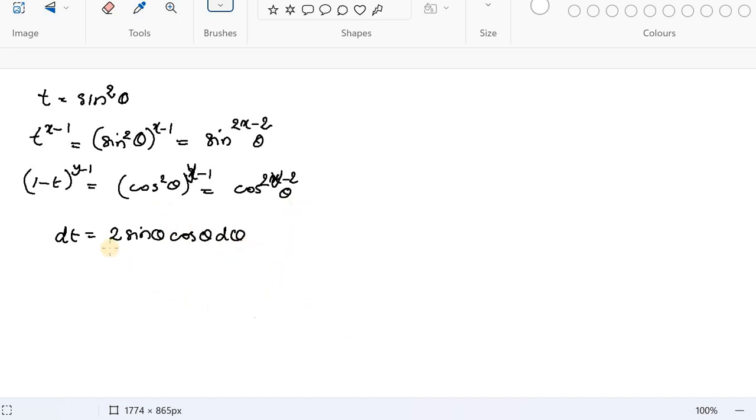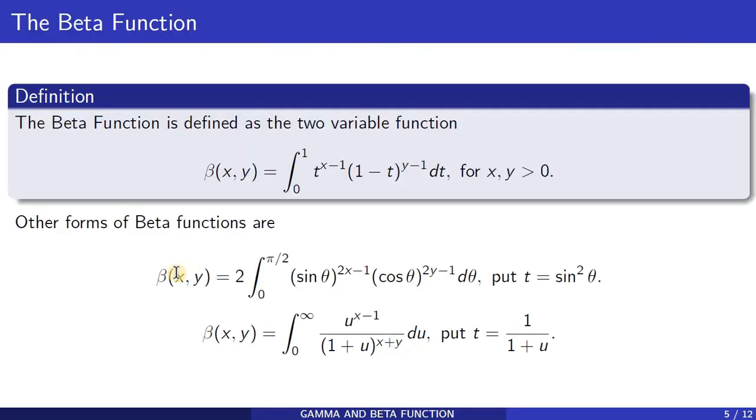So the integral will have a constant 2, and the limit when t is equal to 0, theta is also equal to 0 because sine theta is equal to 0. When t is equal to 1, sine theta should be 1, so theta equal to pi by 2. So that's how you get this particular form for beta of x comma y. Beta of x comma y is equal to 2 times the integral from 0 to pi by 2 of sine theta power 2x minus 1 into cos theta power 2y minus 1 d theta.